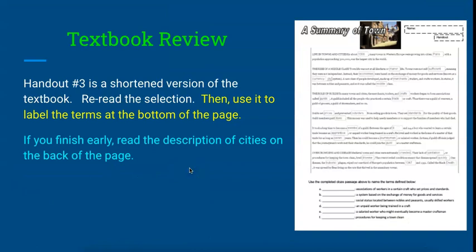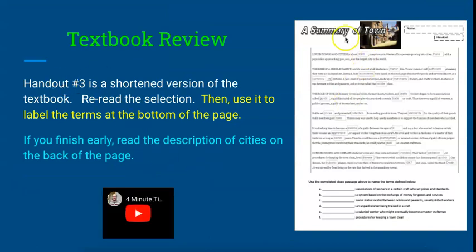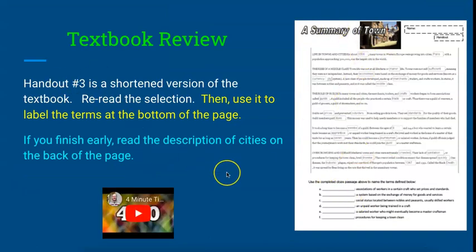To review even further, get out handout number 3, which looks like this document on screen. In class, I gave the students about 4 minutes to read the text again. It's a one-page summary of those 3 pages in the textbook. The goal is to keep this as notes to be able to review later on.